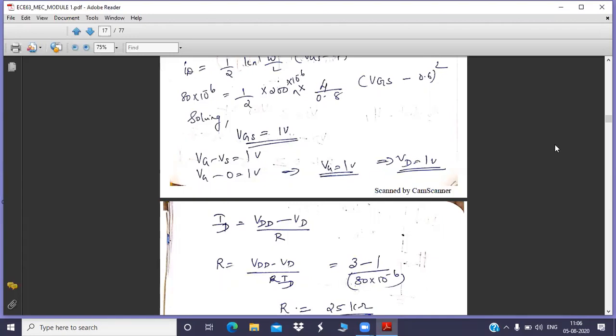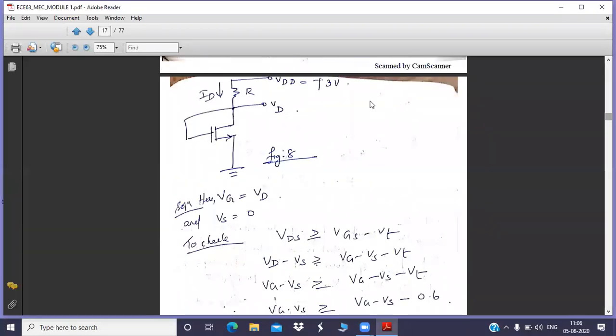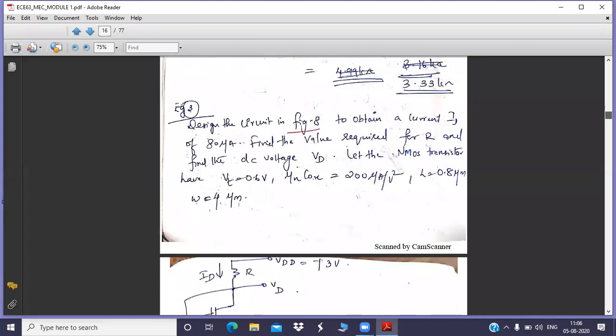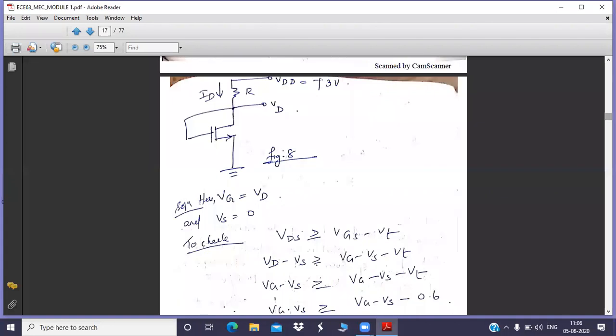Understood? I'll repeat for the latecomers. Here you are going to find the resistance value R with the given specifications. What are the given specifications? You have the value of ID given in the question, then the W by L ratio is there, then VT is there, mu n into COX is there, everything is there. So based upon that, you are going to solve.